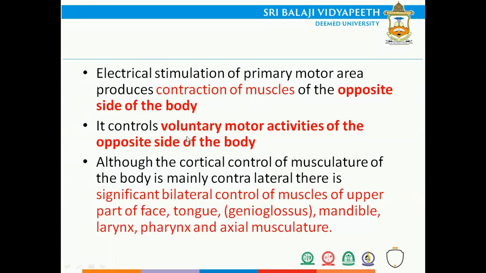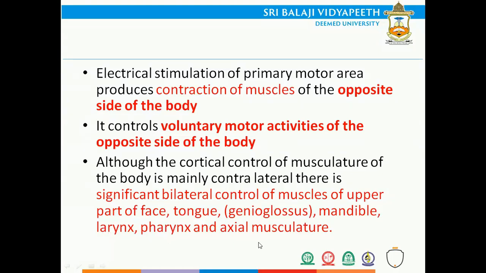So it is a part of the brain that is going to control the voluntary motor activity of the opposite side of the body. Although the cortical control of musculature of the body is mainly contralateral, there is significant bilateral control of the muscles of the upper part of the face, tongue, mandible, pharynx, larynx, and axial musculature.